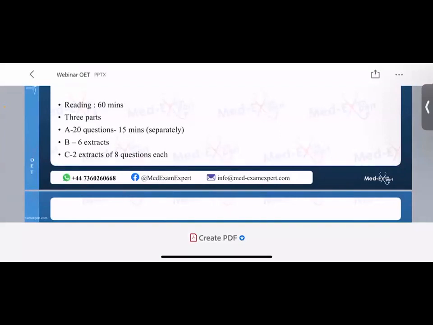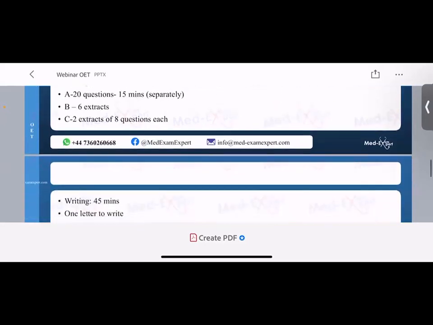Now come forward to part B, which has 6 extracts. It is also the easy one. And part C, just like in listening, is problematic in OET reading, and most of the students lose their marks in this part. So I advise my students to please concentrate more on part A and B of listening and reading, so that you may have a margin to lose marks in part C.